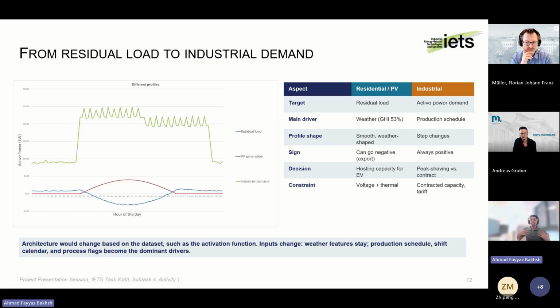This means a lot in terms of the LSTM structure. It can change the structure, it can change the scalers, and this will be done after having the data. So the decision that we have was the hosting capacity for electrical vehicles, and here it is for peak shaving, to keep the data not above the contracted threshold or contracted capacity, and the tariff as well.